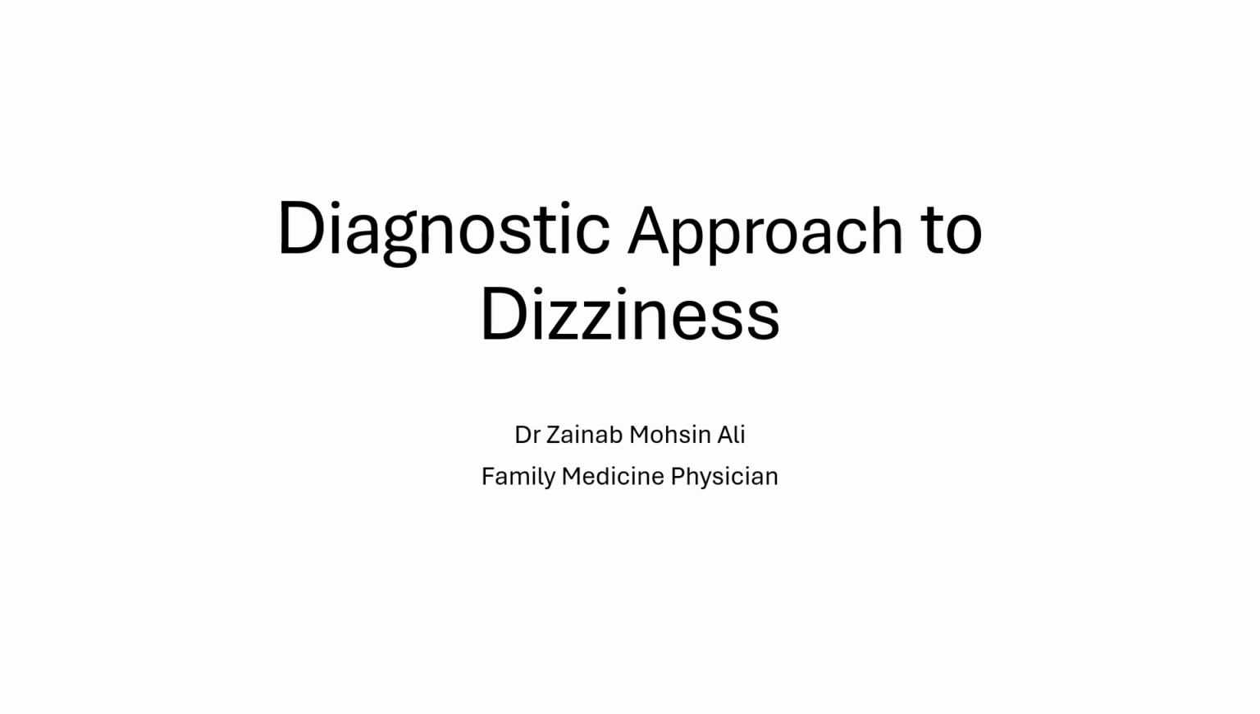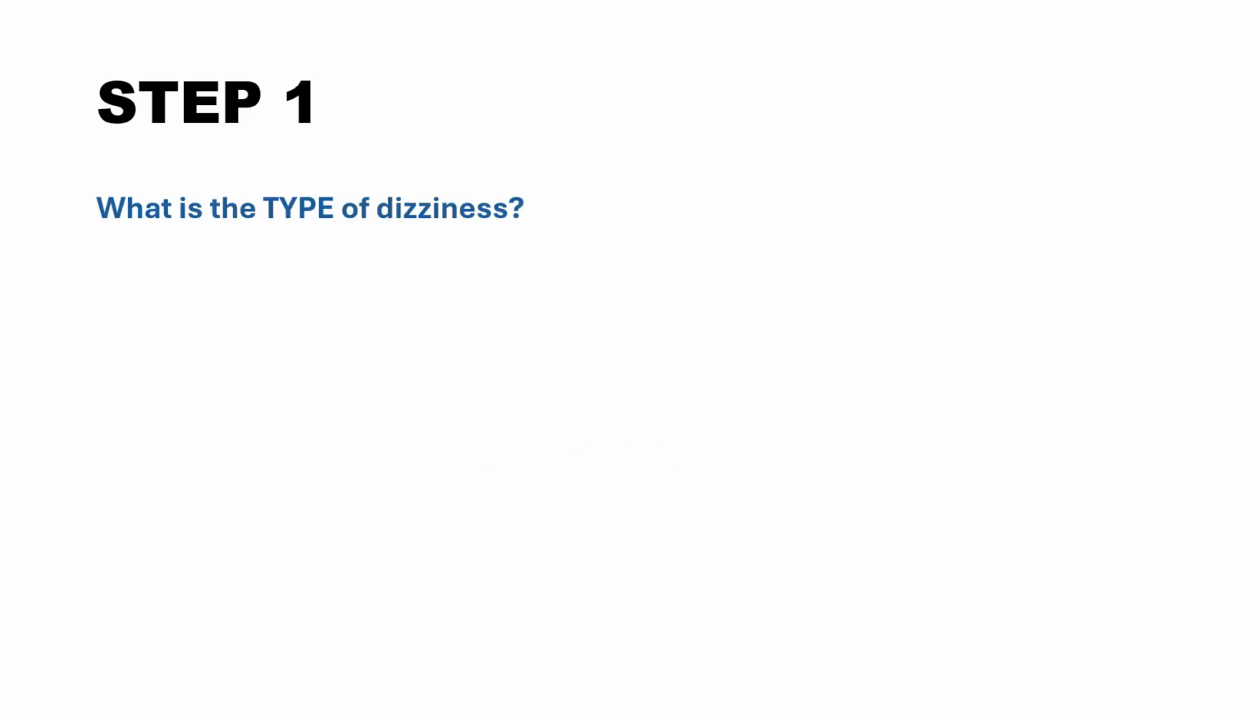Today we are quickly going to talk about the diagnostic approach to dizziness. So the first step when a person comes to you in the clinic with dizziness is to ask them what type of dizziness they have. There are four types of dizziness. The first one is disequilibrium. The patient is going to tell you that they experience imbalance when they are walking specifically, and they might fall on their right or left side.